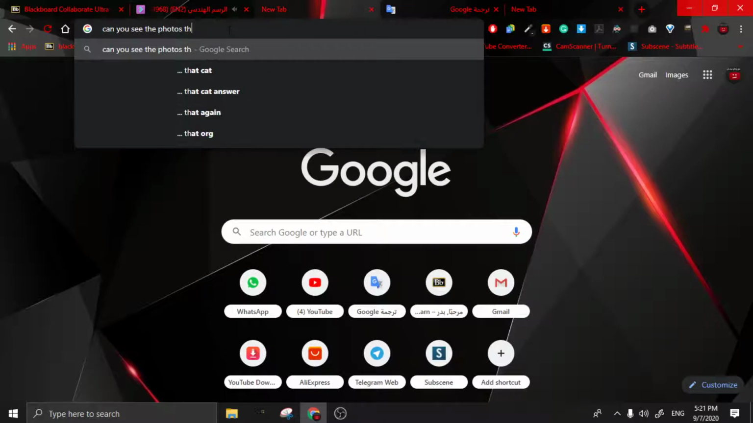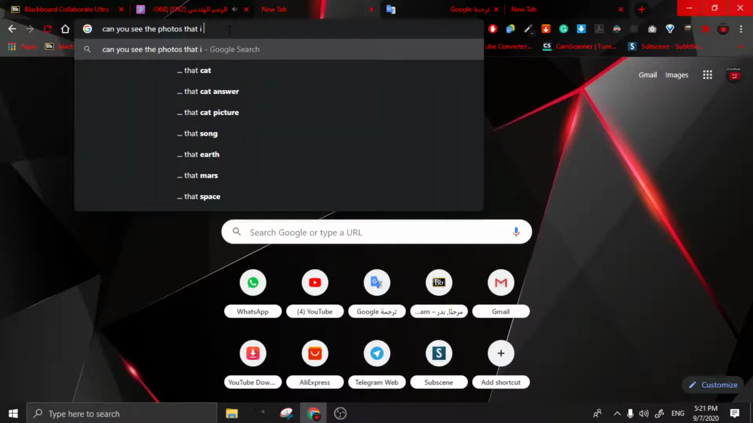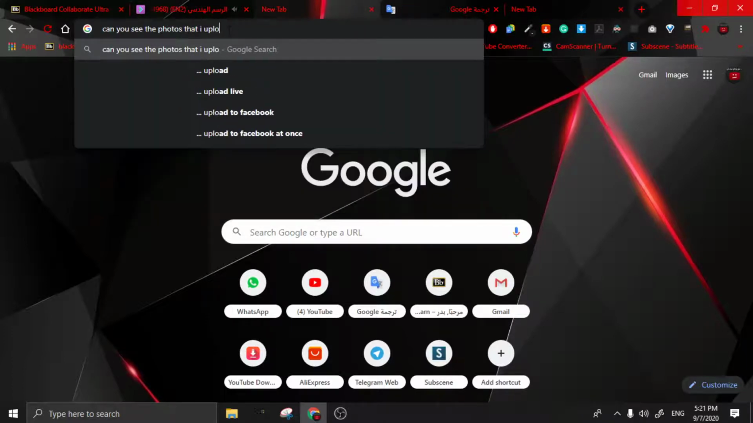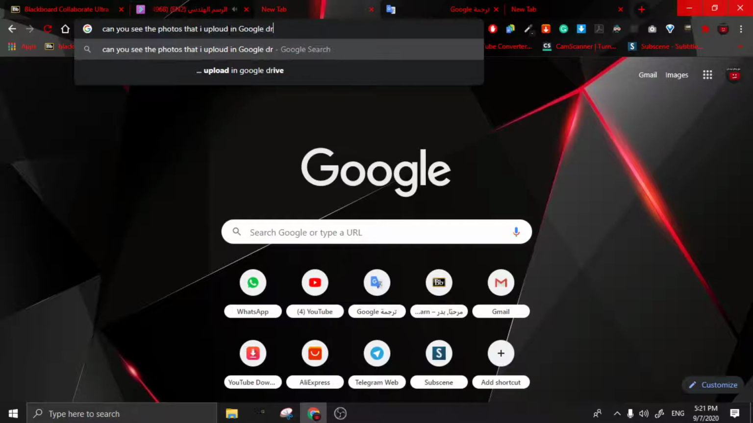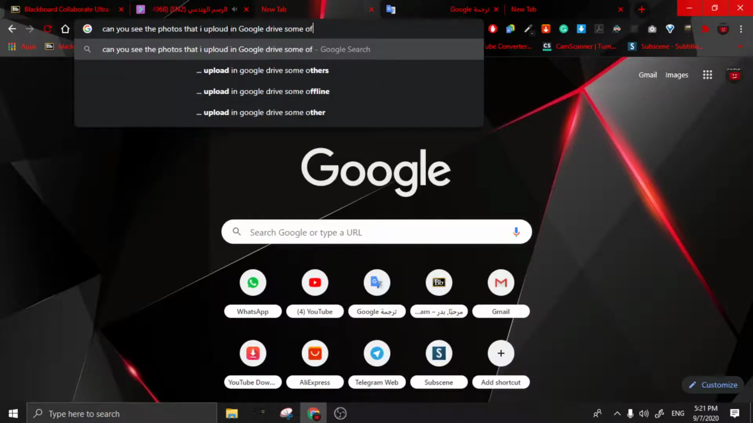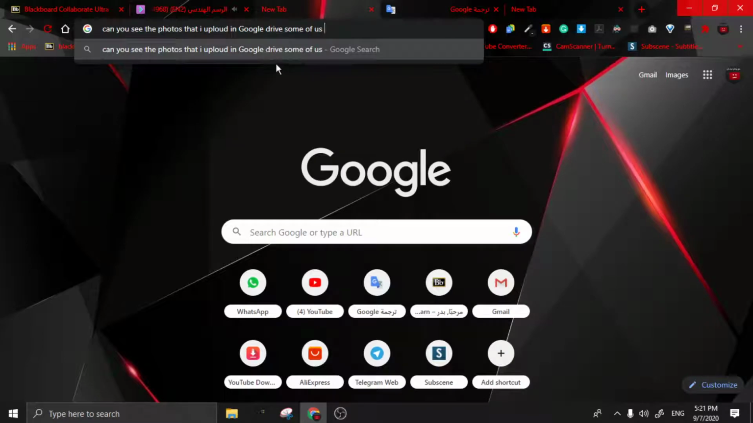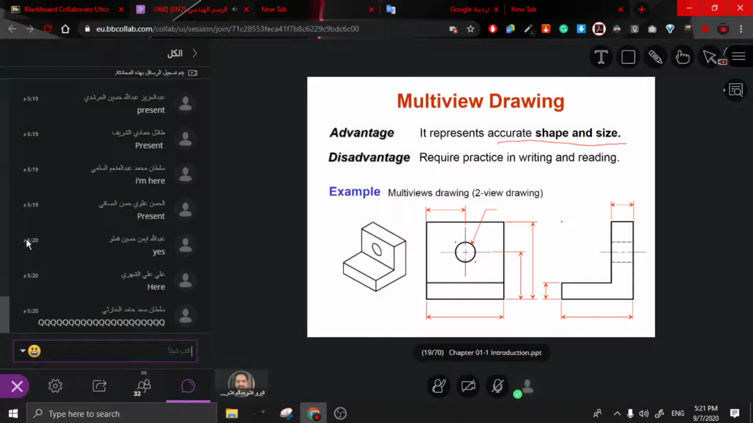Now, as somebody rightly pointed out, axonometric means isometric drawing, which shows you all three dimensions. Now this is multi-view drawing. In the multi-view drawing, it represents accurate shape first of all. That's very important. Accurate shape means this will show you the parallel projection, and it requires practice in writing and reading. This is how the multi-view drawing works.